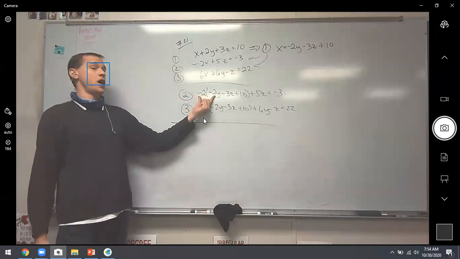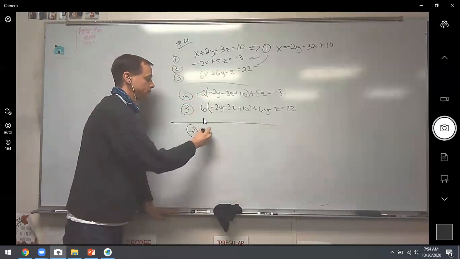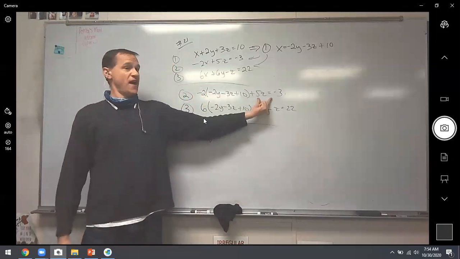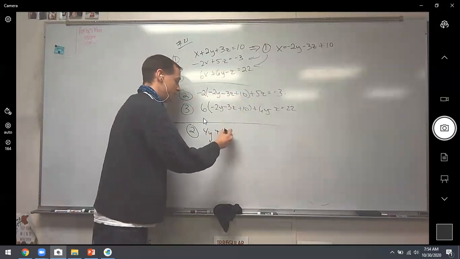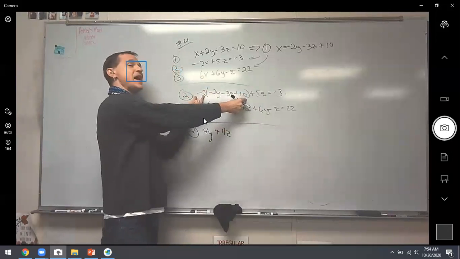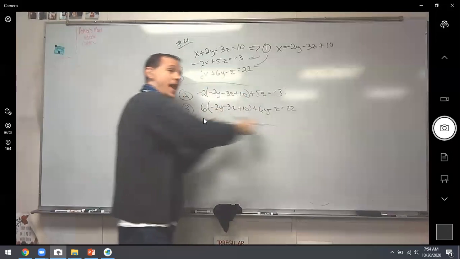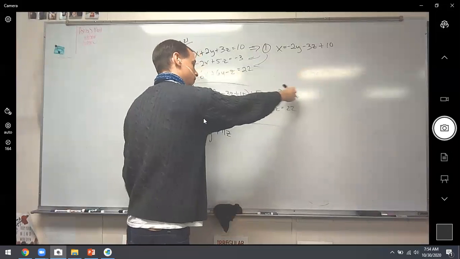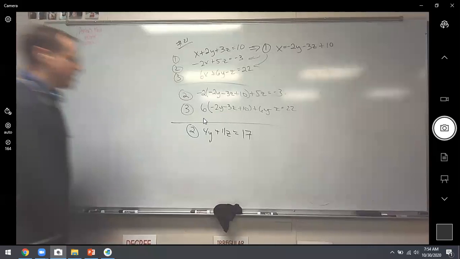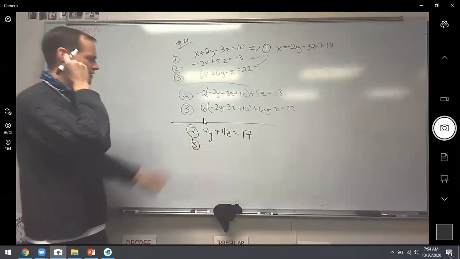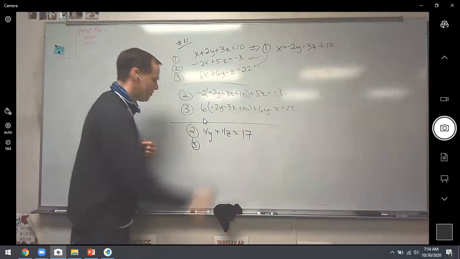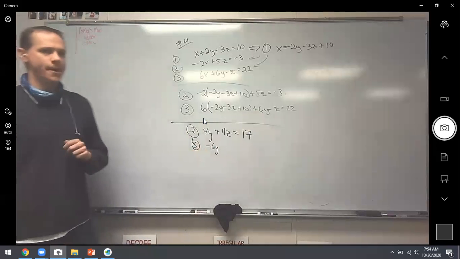Y's, I see positive 4y's here, so 4y. Z's, I see from this distribution positive 6z, but 5 more z's would be 11z's. And there are some numbers here. I see negative 2 times 10, that's negative 20, which you'll probably add to the other side and make positive 20. And positive 20 plus negative 3 is 17. Equation 3, cleaning it up, let's see some y stuff. I got negative 12y here from distribution. Got 6y there. That's a grand total of negative 6y.